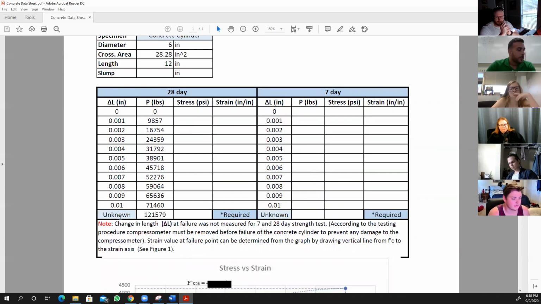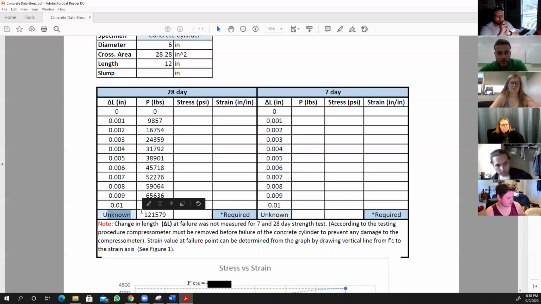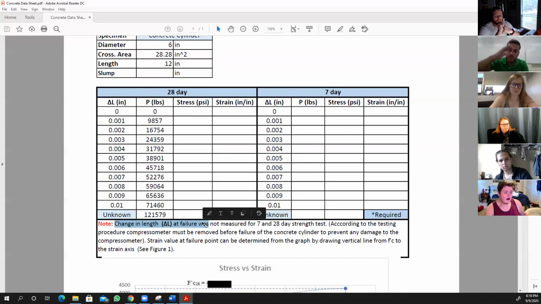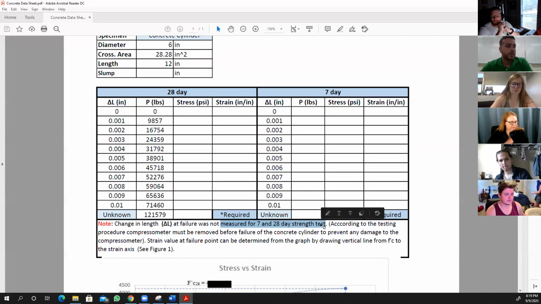Okay, there is one thing unknown right here. And this is the number one question they ask when they are doing the report, because there are unknown values, so you don't know what the strain is at this point because you don't know the elongation. I don't give it to you. It says note, change in length delta L at failure. So whenever this concrete crashes, I don't know what the length is. I can't measure it. You know, it's already failed. Was not measured for 7 days and 28 days strength test.